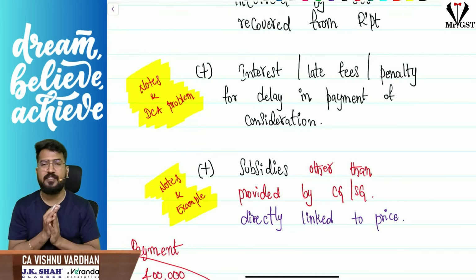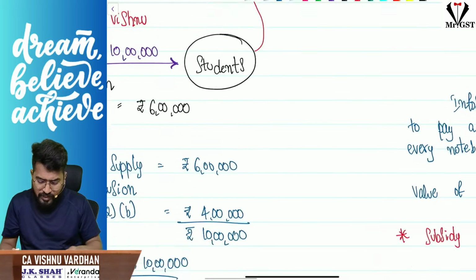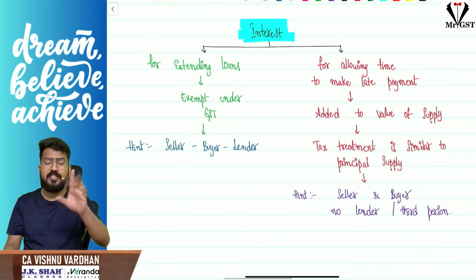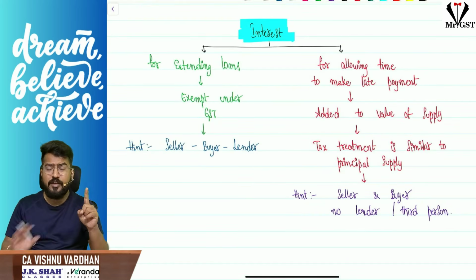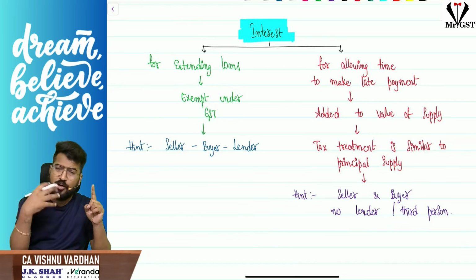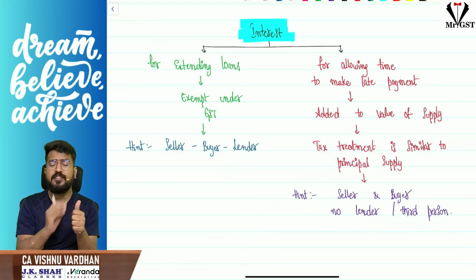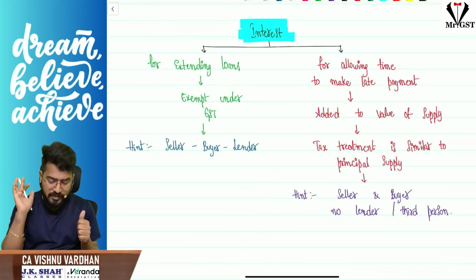This is something interesting here. Now please understand, whenever you go through interest in GST, the interest will come in two circumstances. Number 1, you are taking a loan from somebody, or you are taking an advance or deposit for which you are paying interest. So I say that interest by way of extending loans, advances or deposits is exempt under GST.